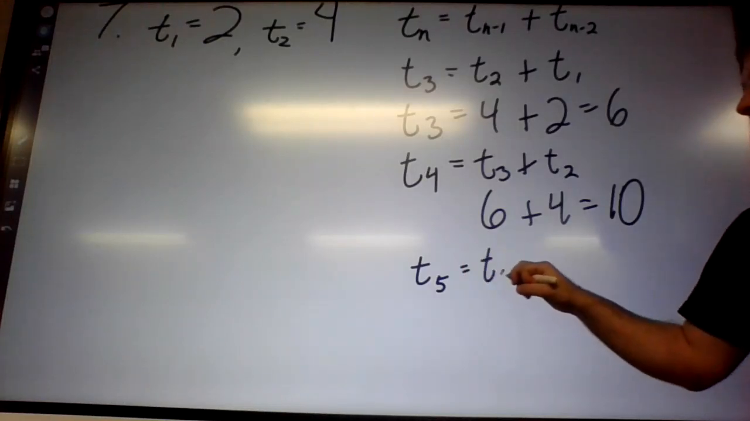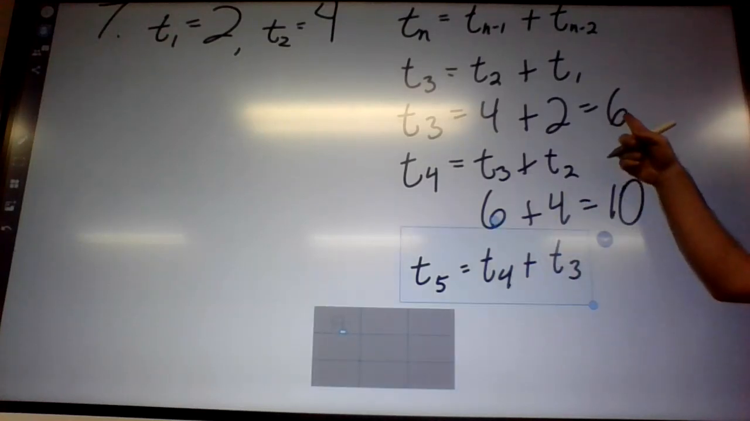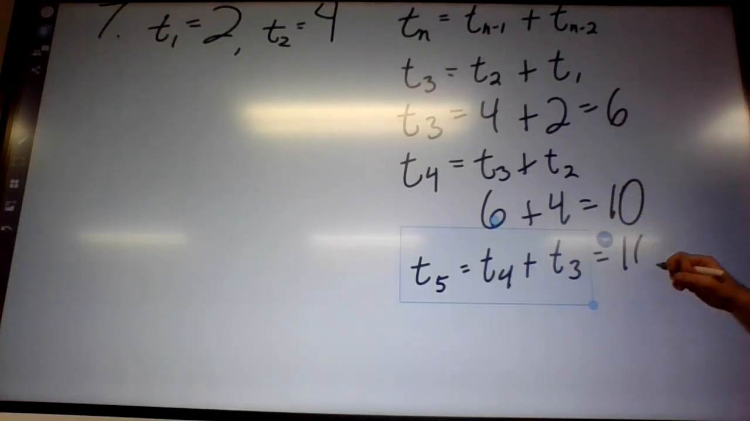The fifth term would equal the fourth term plus the third term. So it'd be 10 plus 6, 16.